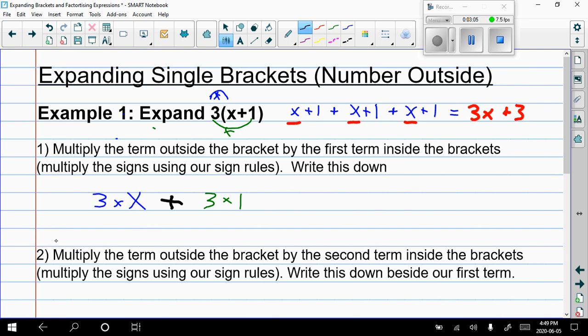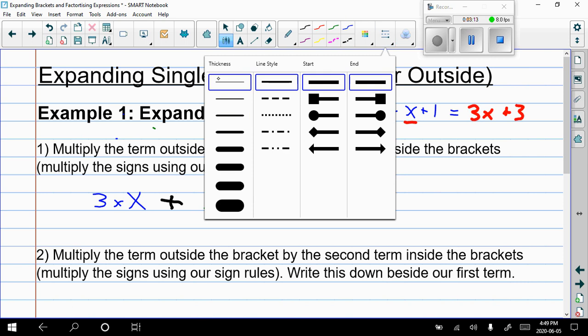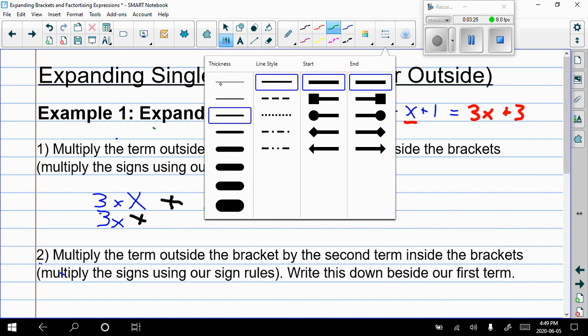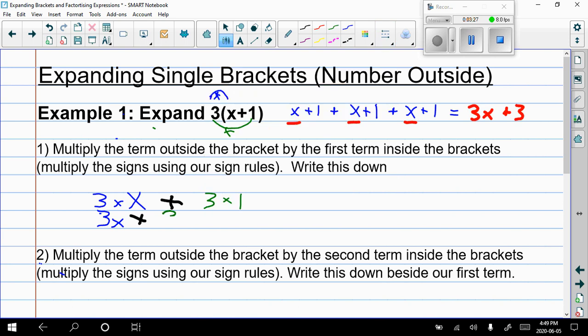The only thing we have to do to finish this up is: what is 3 times x? How can we simplify that? Well, we know from collecting like terms that we can simplify that as just 3x, and on the right side, 3 times 1 is simply 3. So at the end, we have 3x plus 3 as our answer, and that matches up with what we did in red in the top right.